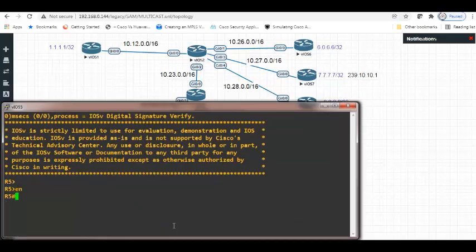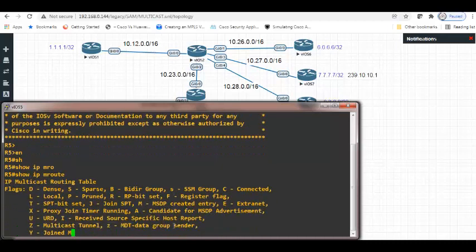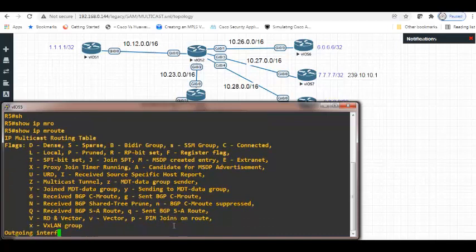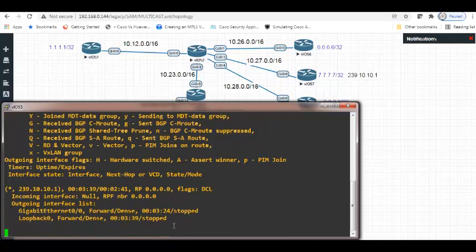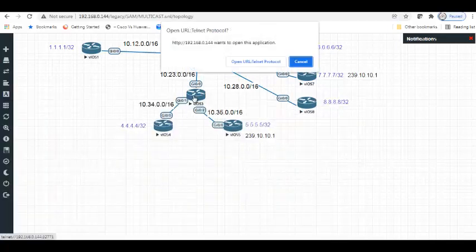Now I'm on R5, show ip mroute. This router will have 239.10.10.1 because we got the loopback interface with IGMP configured for the group. Look at this, 239.10.10.1 on the loopback interface. Fine. What is next? What about router 3? Router 3 will not know about 239 now.